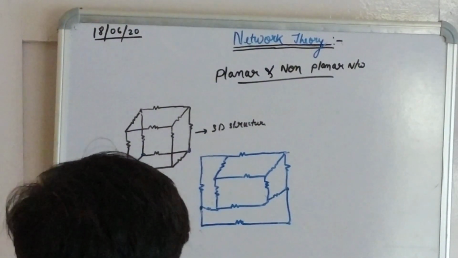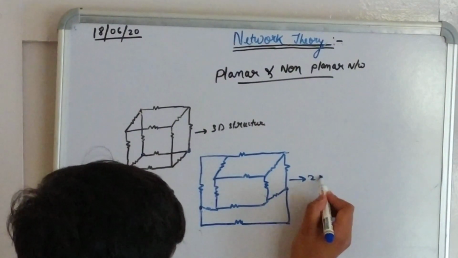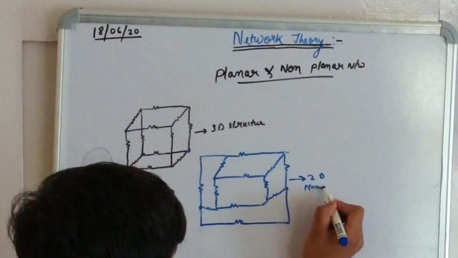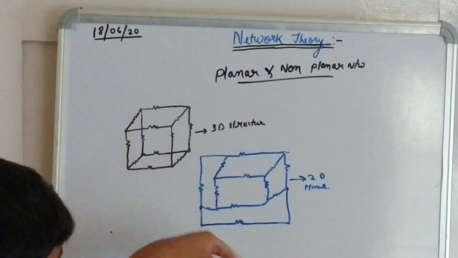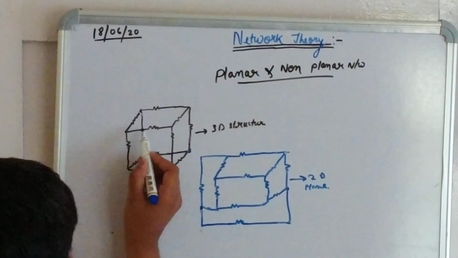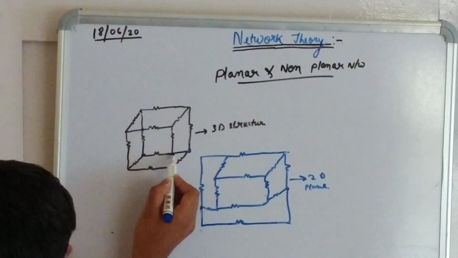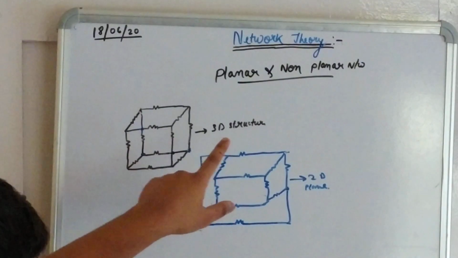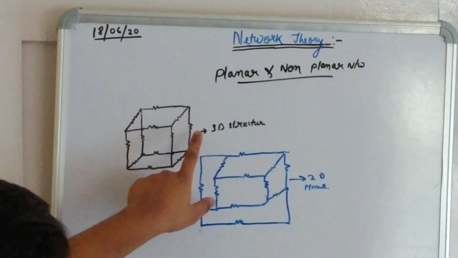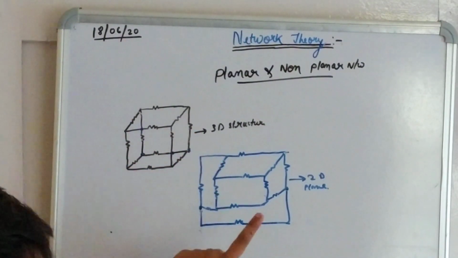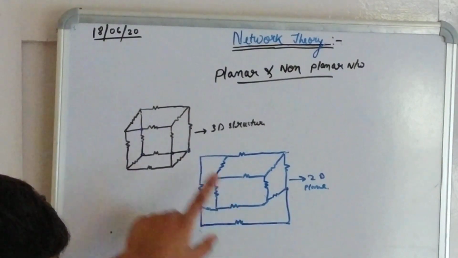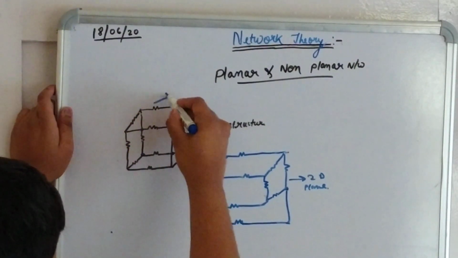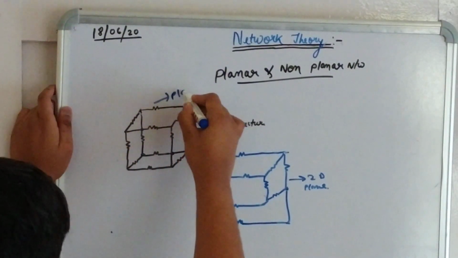So you can see that there is a 2D plane, and there are no overlappings. Earlier there was overlapping, this one overlapping, this one overlapping. In a 3D structure, if we can draw it in the 2D plane without any overlapping, then it is a planar network. Means this network is a planar network.